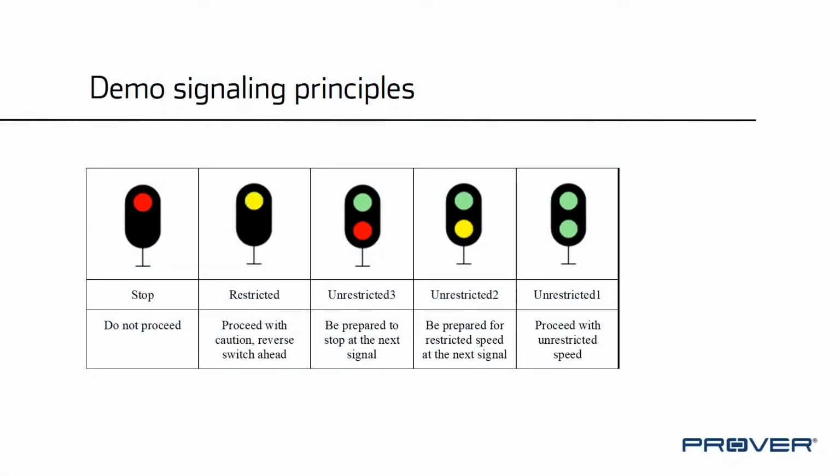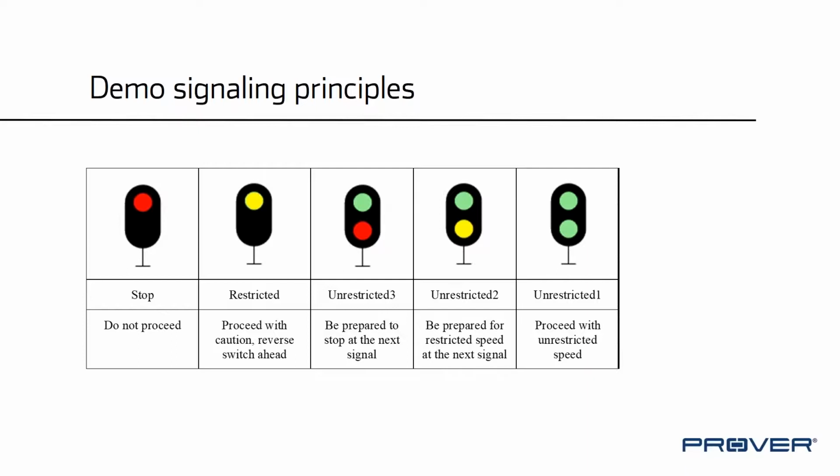For this demonstration, we have created a little mock-up project, you can say. There are some signaling principles that are not used anywhere in the world as they are, but on the other hand, they should be easy to understand for anyone. Each signal here has a light at the top and at the bottom. The light at the top can have 3 different colors.